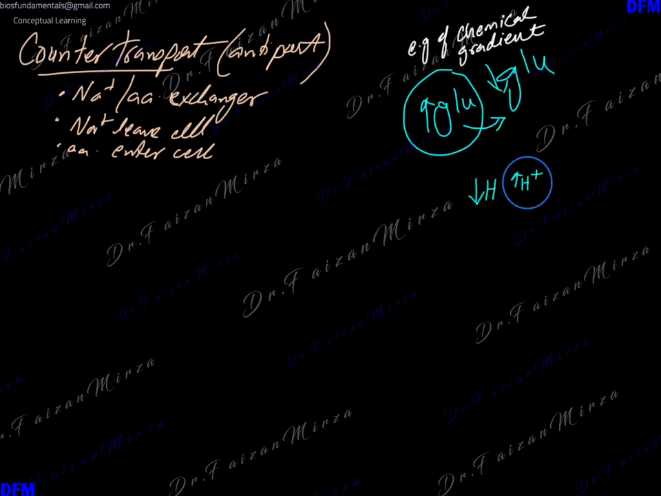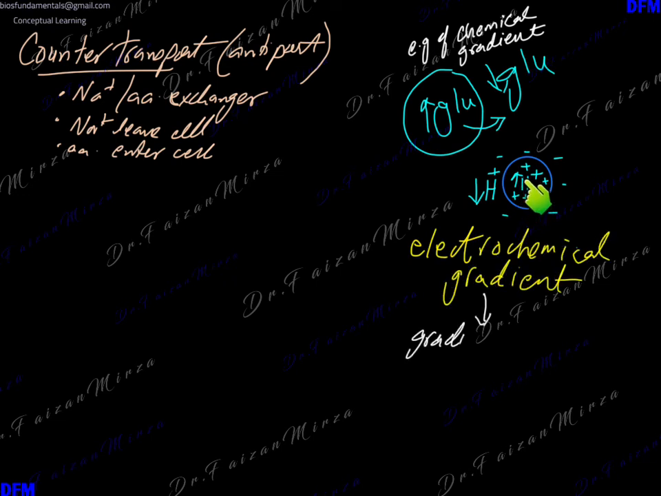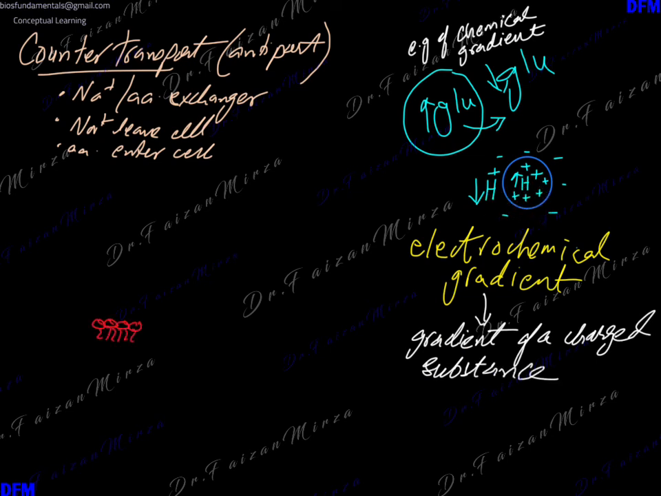But if I discuss the gradient of a charged substance, H plus, high inside and low outside, what do you see? We see that this gradient is not just a chemical gradient, it is electrical as well, because it causes a distribution of charges. When there is a lot of H plus inside, there will be highly positive charges inside, and outside the cell will be a bit negative as compared to inside. So this is called an electrochemical gradient.